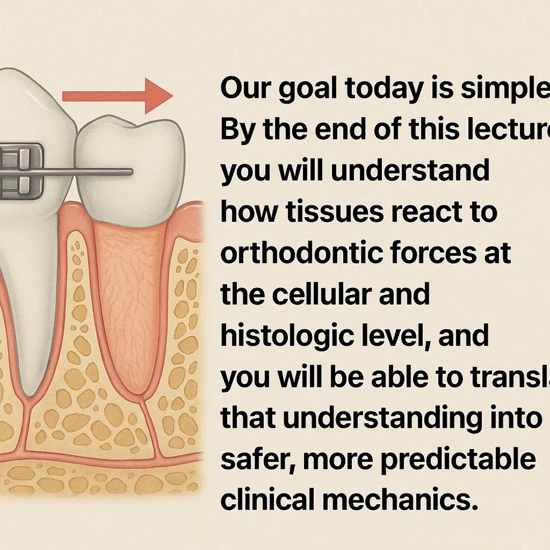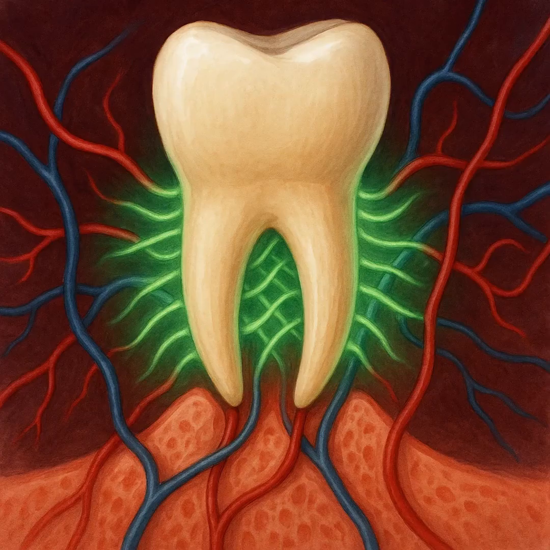Our goal today is simple. By the end of this lecture, you will understand how tissues react to orthodontic forces at the cellular and histologic level, and you will be able to translate that understanding into safer, more predictable clinical mechanics. So let's begin with the tissues of the periodontium.